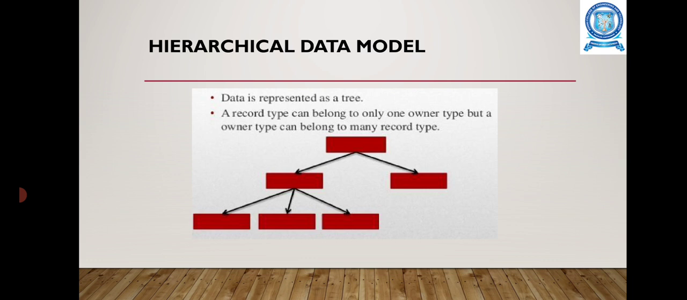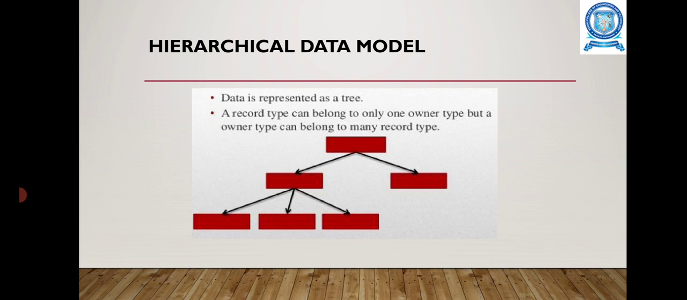The first one is the hierarchical data model. In the hierarchical data model, data is represented as a tree, that means a tree-like structure. That means the data are represented like this. A record type can belong to only one owner type, but the owner type can have many record types. Here the data can be stored as records.